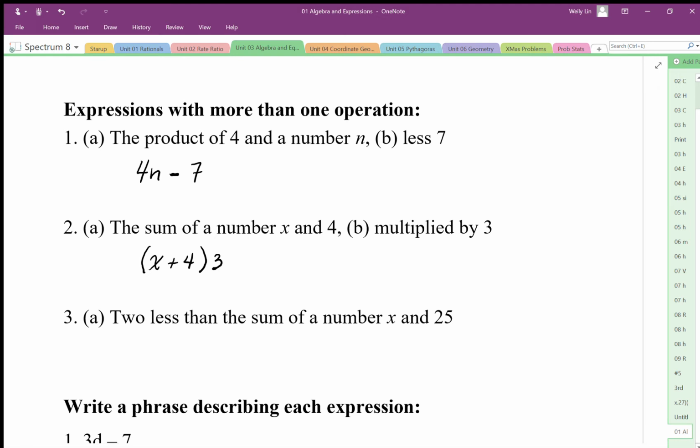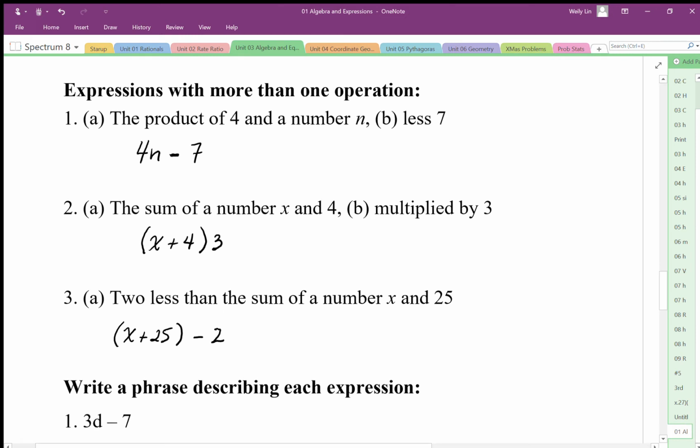Okay, so here's another one. 2 less than the sum of a number x and 25. So I'm going to do my x plus 25 first, and I'm going to subtract 2. Now, do I need the brackets? No, I don't need the brackets. However, it does tell me that the grouping of this allows me to see how I can organize my calculations. And again, it's really important that we start getting these habits of organizing our work.